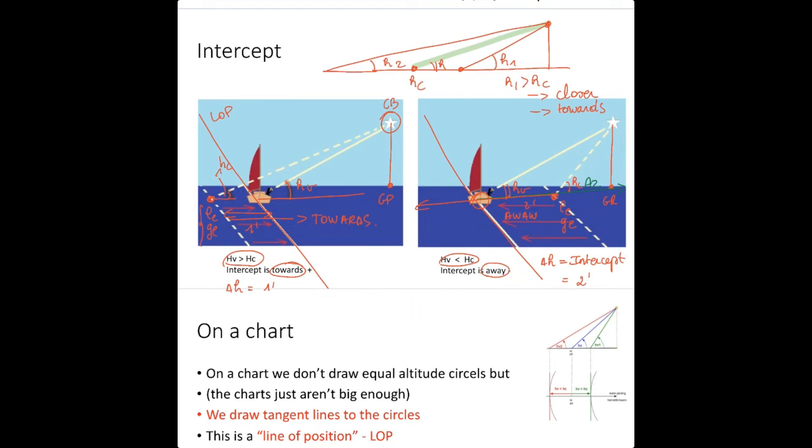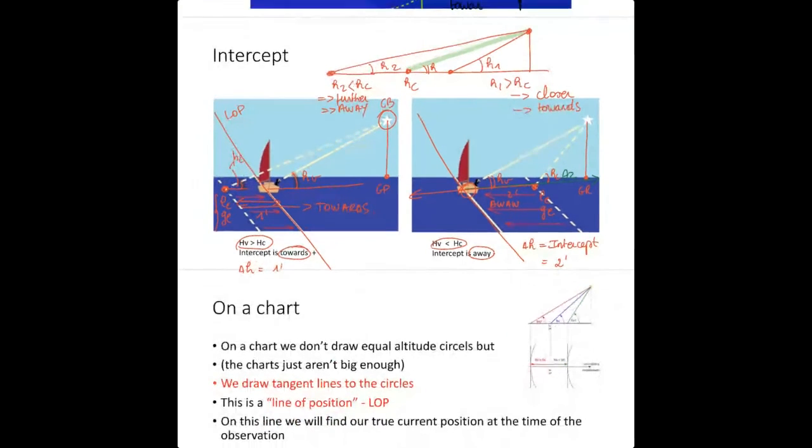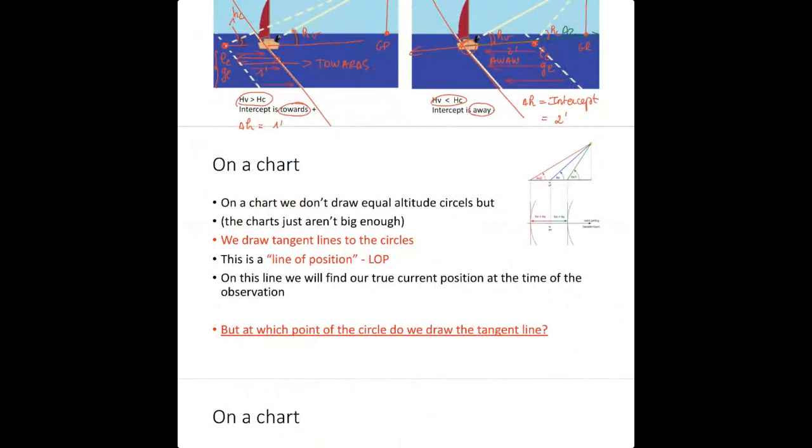If what you're actually citing or reading on your sextant is smaller, so if h2 is smaller than h3, you know that you are further away, so the intercept should be marked away from. Okay, voilà. Now, you already know that on charts, we don't draw equal altitude circles, because the charts just aren't big enough. So what do we do? We draw tangents to the circles, okay?